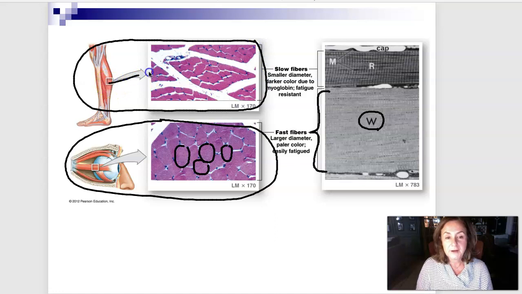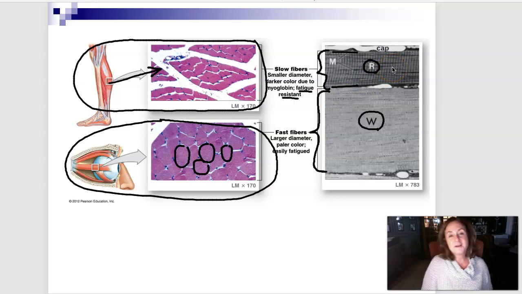And here they're looking at cells from the gastroc. So we walk, so we would expect these fibers to really have a lot of endurance. When you look at these under the microscope, they're darker in color. They have a rich blood supply, lots of myoglobin. Myoglobin is a pigment just like hemoglobin. And so they're red, and people call these red fibers. You can see they're smaller fibers, so they're not as strong, but because they have so much mitochondria and blood supply, they're fatigue resistant. So they're not as strong, but they're very good for endurance.